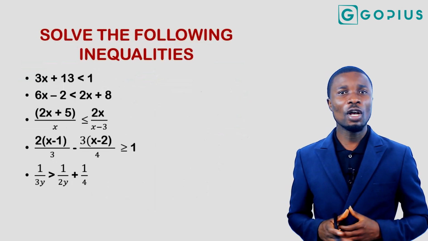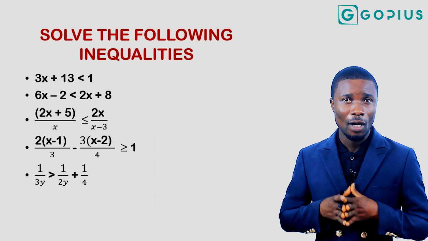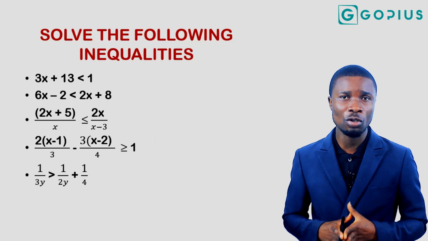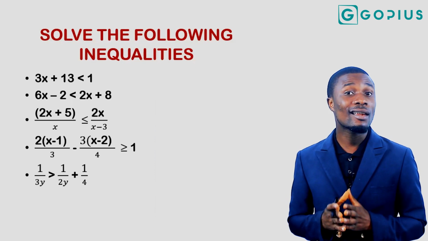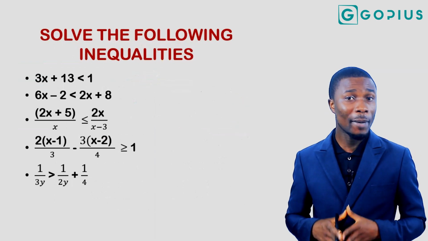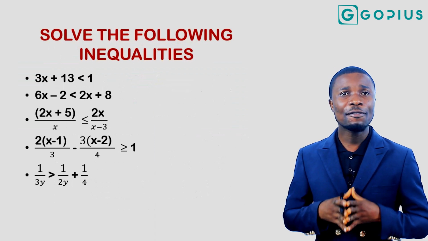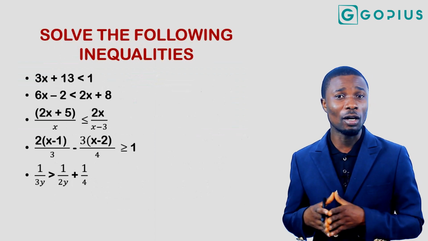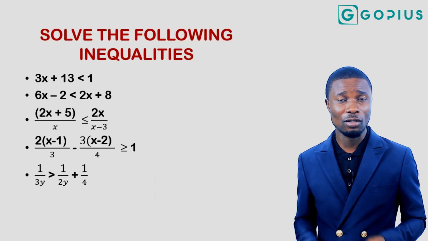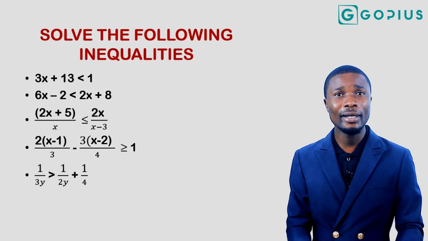Now, on your screen you can also see that we have 2 into x minus 1 divided by 3 minus 3 into x minus 2 divided by 4 is greater than or equals to 1. Alright, that's the last example I will solve, so you can attempt the last one and put it in the comment section for me to evaluate. So we have 2 into x minus 1 divided by 3 minus 3 into x minus 2 divided by 4 is greater than or equals to 1. So we have to evaluate this.